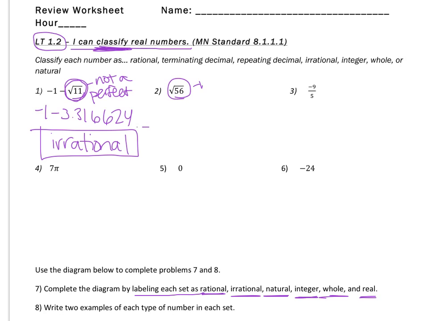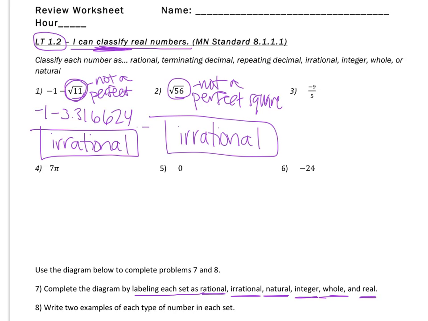Square root of 56, that's not a perfect square. So because of that, it's going to be irrational. If you figure that out, square root of 56 is going to be 7.833... going on forever. So it doesn't have a pattern. It doesn't repeat, so then it's going to be irrational.